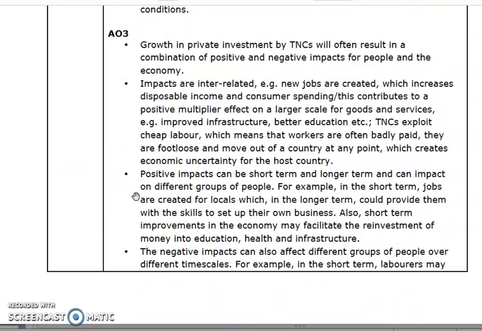As we have a look to the evaluation side of it, or sorry, the assessment side of it. So talking about these positive impacts, they could be short or long term, but some of the positive impacts can also lead into negative impacts as well. This shows you the way the mark scheme is, why it's so difficult to plan a set structure that would work for every single question.